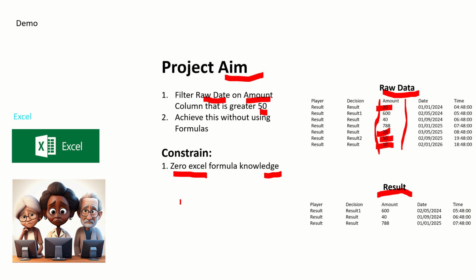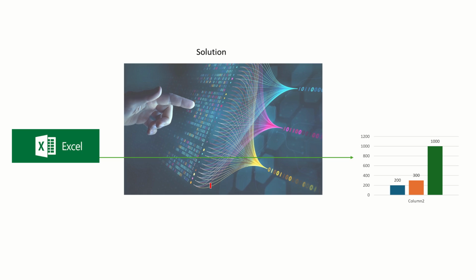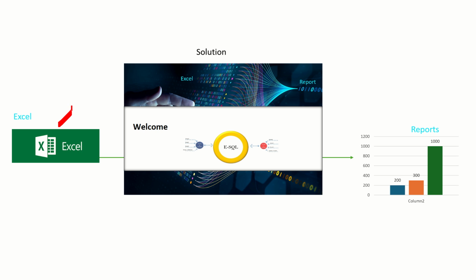Now, how can ESQL solve this project aim? I'm just going to go to the next page now. What will ESQL do? ESQL will give you the opportunity to write scripts that go into Excel. No matter the columns you have there, no matter the number of rows you have there, what you see in front of you is a visualization, if you may, of Excel data coming in from this bit here. And what ESQL does is go into Excel from here.